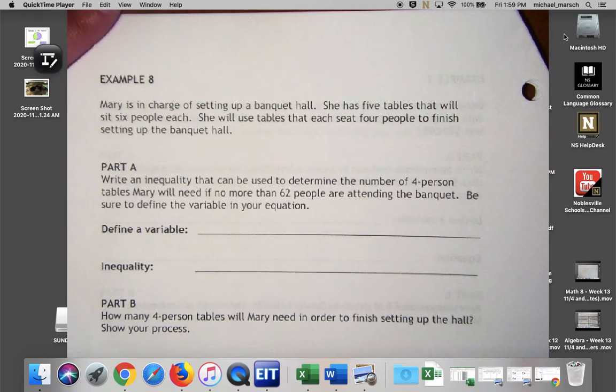Right, so we're going to go over these inequality ones. Tell me about Mary. What's the situation here? What do we know about her? She's setting up a banquet. Right, so we're talking about a bunch of people eating in one room. So this is clearly not from 2020, right?